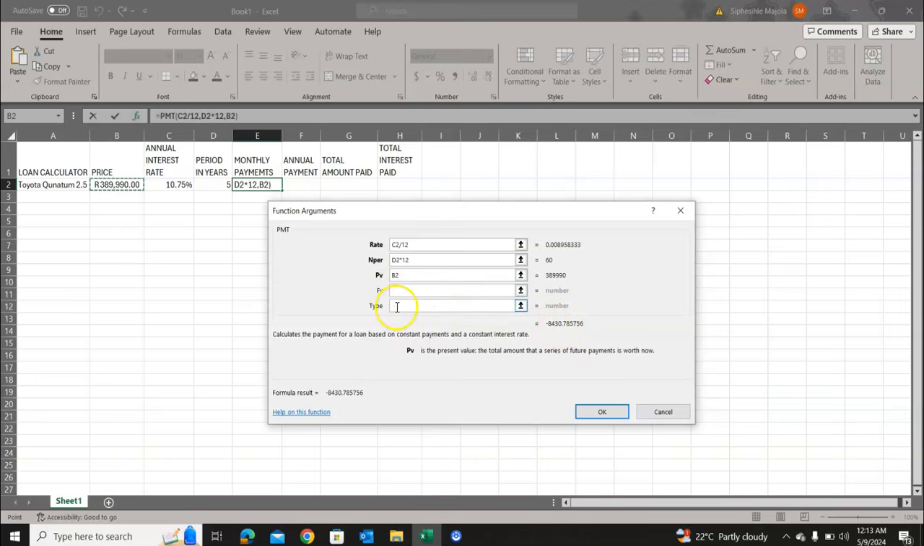Already as I've inserted my information here, the answer appears. For FV and type we don't enter anything. So we are done entering our information here. Already I can see my answer: I'll be paying 8,430 rand and 78 cents per month.